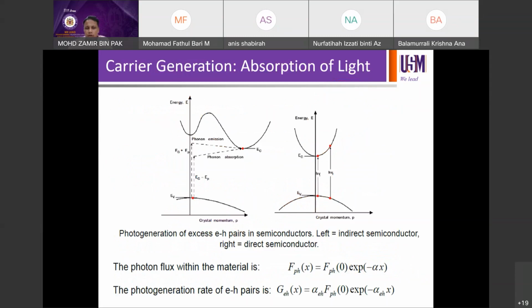So we have discussed the concept of direct band gap and indirect band gap last time. Okay, remember? Can you recall what do we have on the left? The left one is indirect band gap or direct band gap, and why? Let's recap before we start discussing absorption of light. Is this an indirect band gap semiconductor or direct band gap semiconductor? The one on the left.